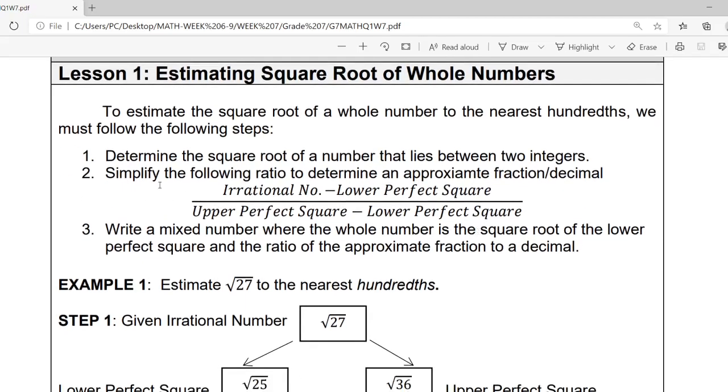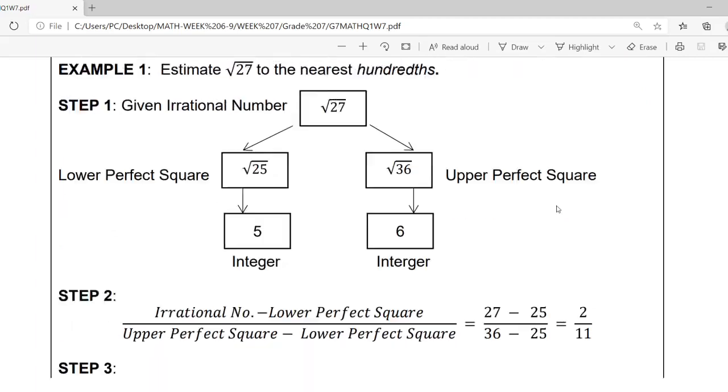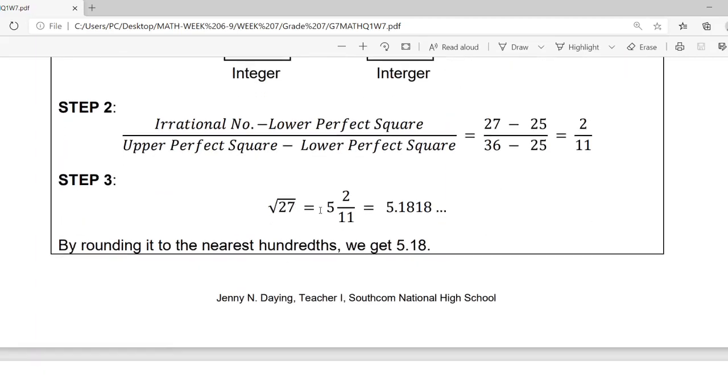Step number 2: simplify the following ratio to determine approximate fraction or decimal. Then write the mixed number where the whole number is the square root of the lower perfect square and the ratio of the approximate fraction to the decimal. For step 3, you just get the square root of the lower perfect square number plus the result of step 2. Dividing, that is 5.18.